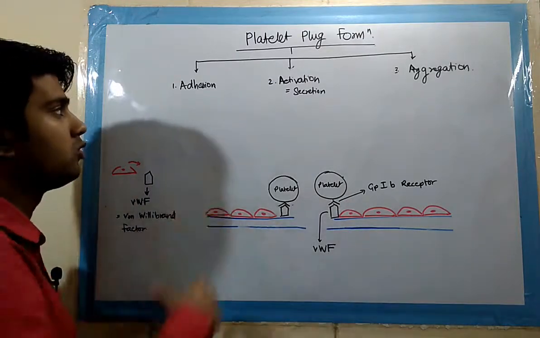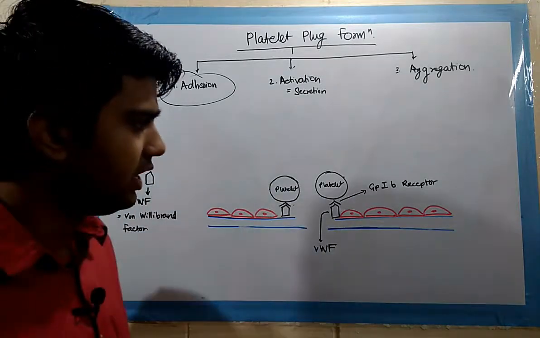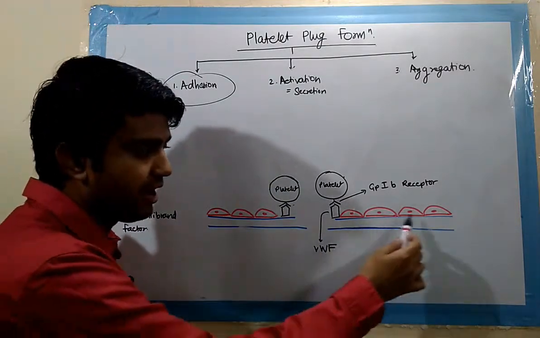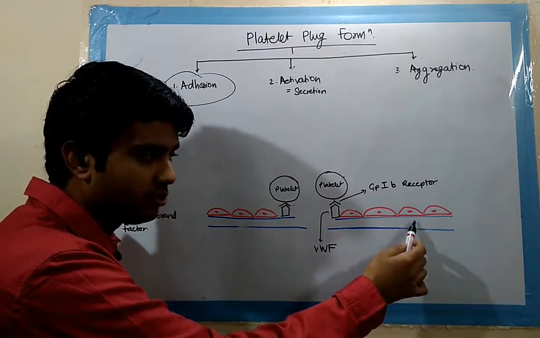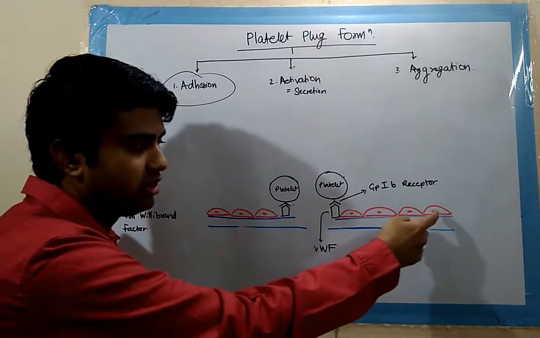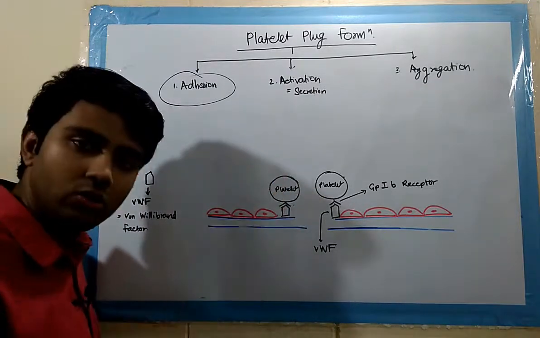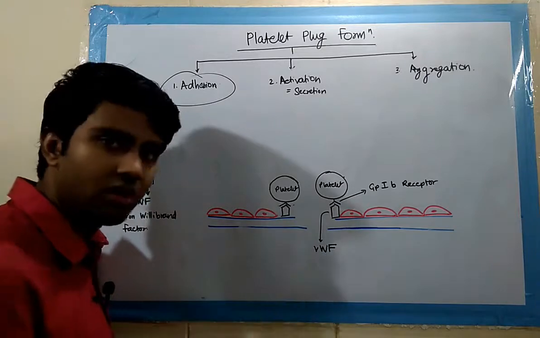Now let's move on to the detail of adhesion. It's a very, very simple step. So let me reorient you with the diagram. Here we have subendothelial connective tissue, and the main component of this subendothelial connective tissue is collagen. And above that, there are endothelial cells. Now, when there is damage to the blood vessel, the subendothelial connective tissue is exposed, right?